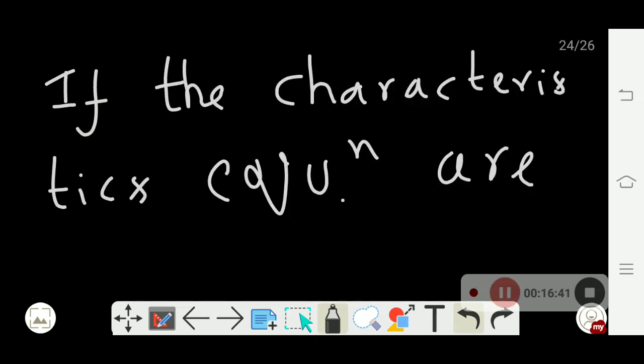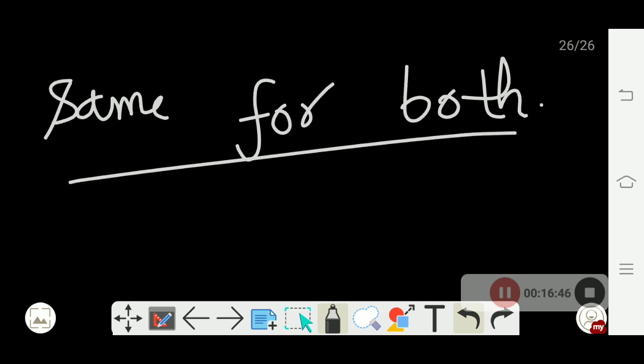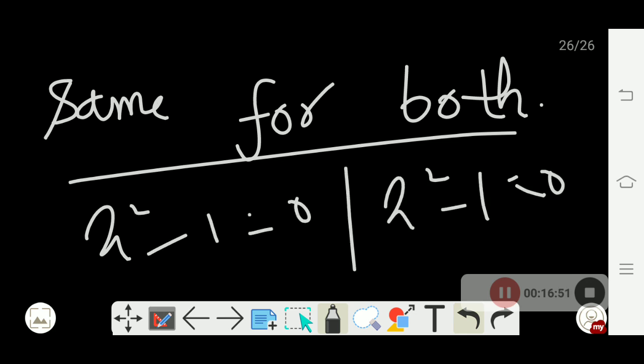Next is, I told you that for orthogonal, lambda and 1 upon lambda. If the characteristic equations are equal, then the eigenvalues are the same for both. Let me pause again. If the characteristic equations are equal, then the eigenvalues are the same for both. You understand? This is the equation, this is another equation, you get the same eigenvalues. Bogus property. Okay.